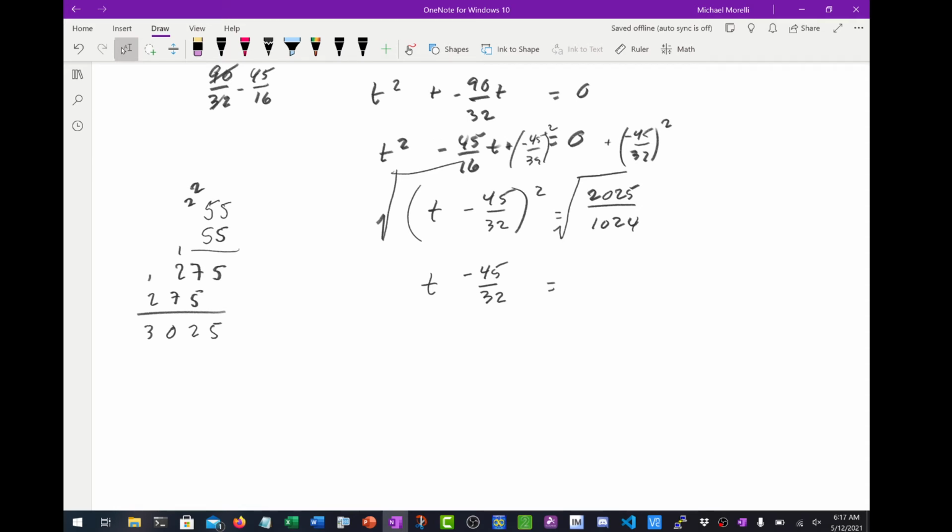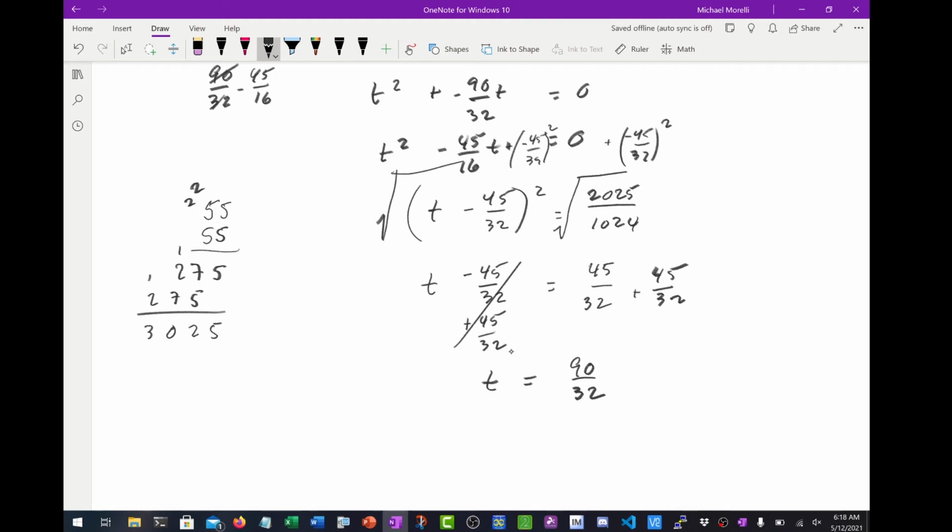Yeah, this is just going to be, losing my mind here, this is just going to be 45 over 32. Wait a minute. Then it will be 0. No, it won't. So it'll be 45 over 32, and then I'll add 45 over 32 to both sides. Okay, so t will equal 90 over 32.